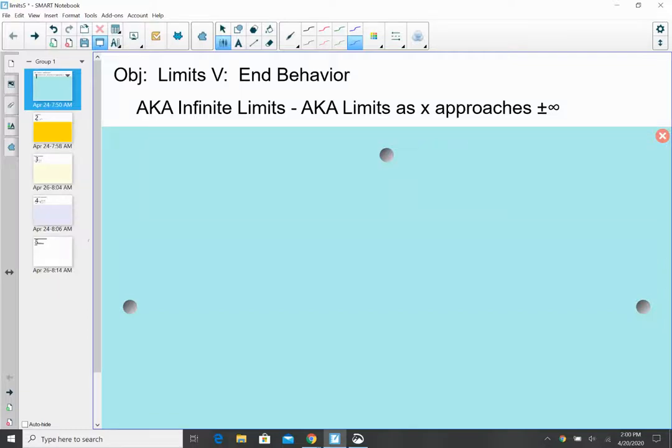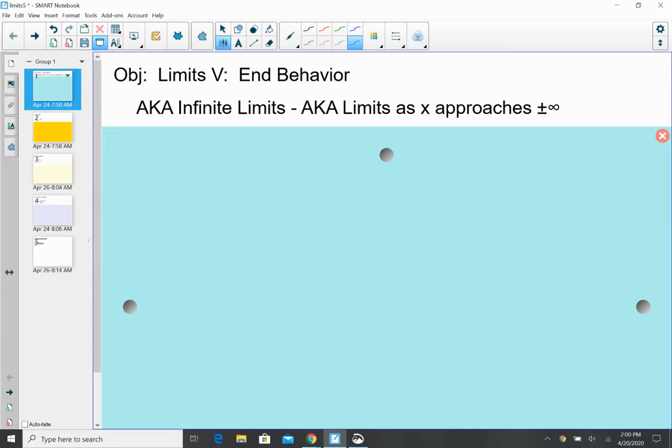Today, we're going to continue our journey with limits, and we're going to talk about something we've mentioned in the past called end behavior, also known as infinite limits. That's usually how I refer to them, and also known as limits as x approaches either positive or negative infinity. Now, first thing I need to say is not all infinities are the same. Just want to put that out there. Seems kind of wild. We'll talk about that and do a little bit of that as this goes on.